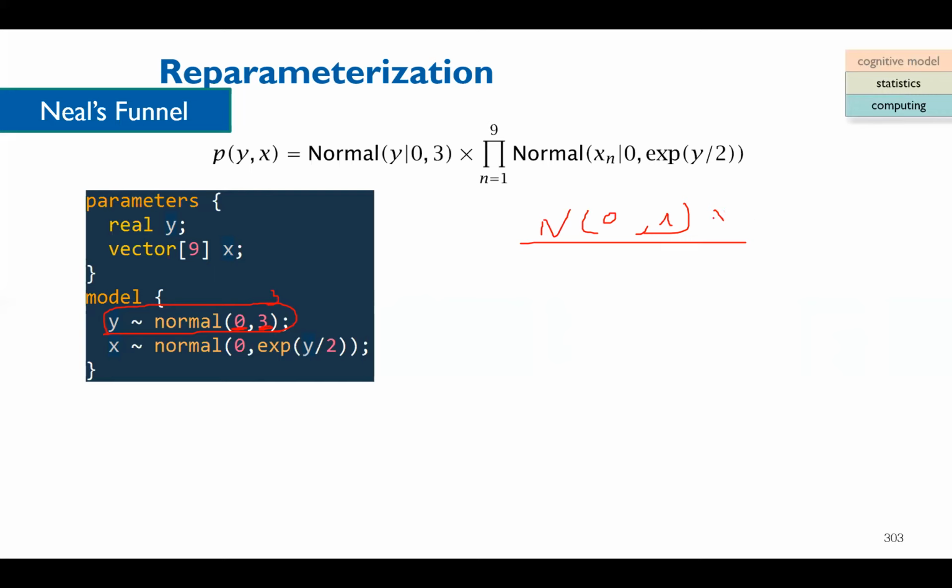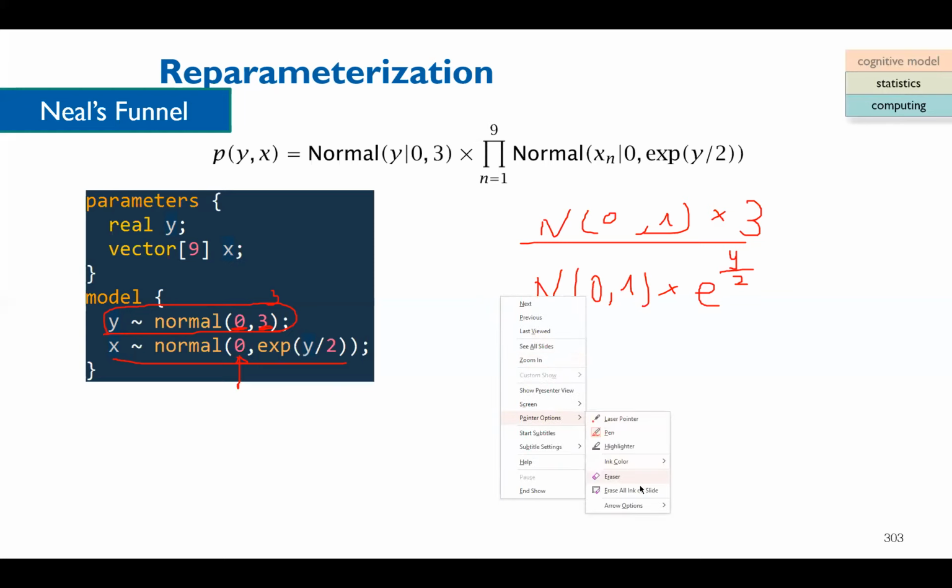So what we do is we multiply the unit normal with a 3 so that we could reparameterize the y variable. For the x, same. We have a 0 here. That means we don't have to worry about the mu because that equals 0. We have a unit normal. And as you could expect, we will multiply the unit normal with e to the power y over 2. So this is the approach to reparameterize the Neal's funnel to implement.